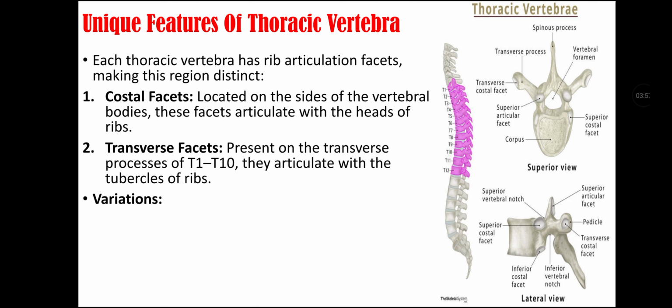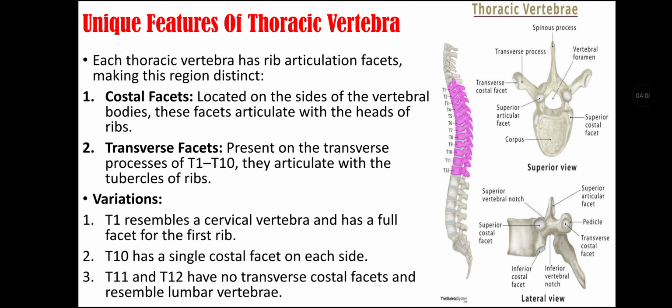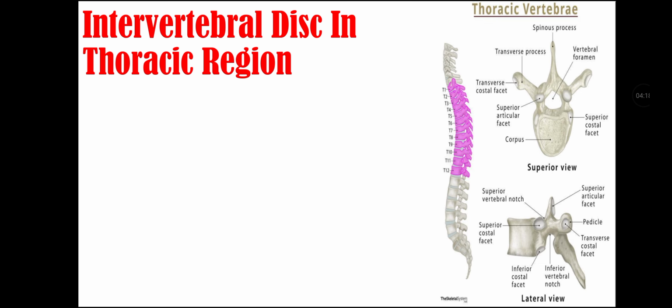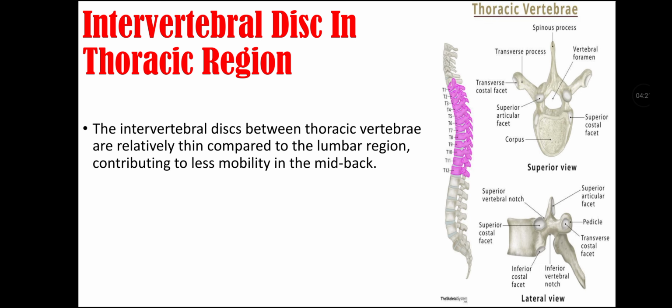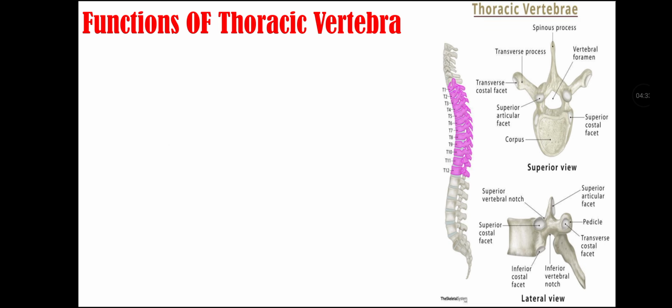Then there are variations among thoracic vertebra, as T1 resembles a cervical vertebra and has a full facet for the first rib, while T10 has a single costal facet on each side. And third variation is that T11 and T12 have no transverse costal facets and thus resemble lumbar vertebra. Intervertebral disc in thoracic region. Intervertebral disc is present between thoracic vertebra and are relatively thin compared to the lumbar region, thus contributing to less mobility in the mid-back region. These discs act as a cushion and help in shock absorption.